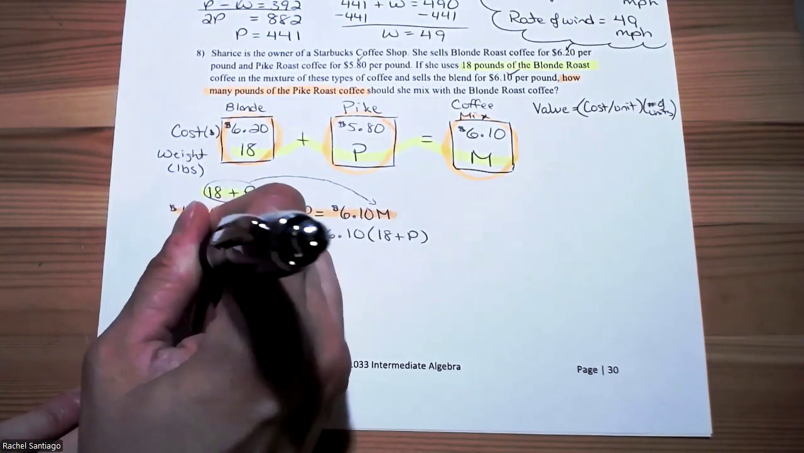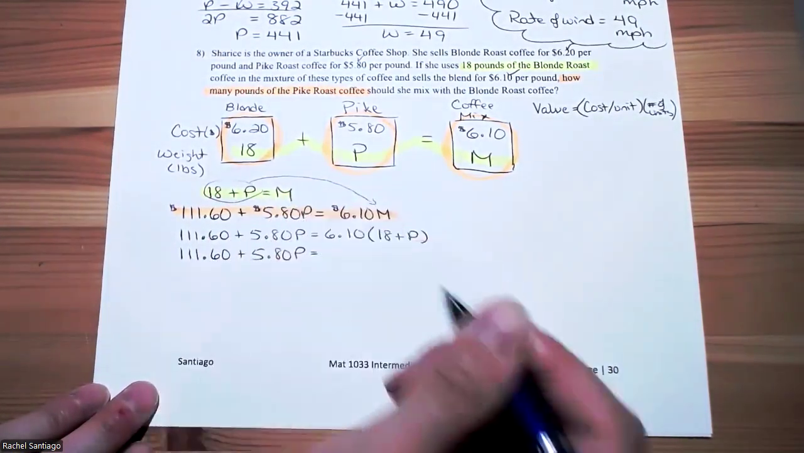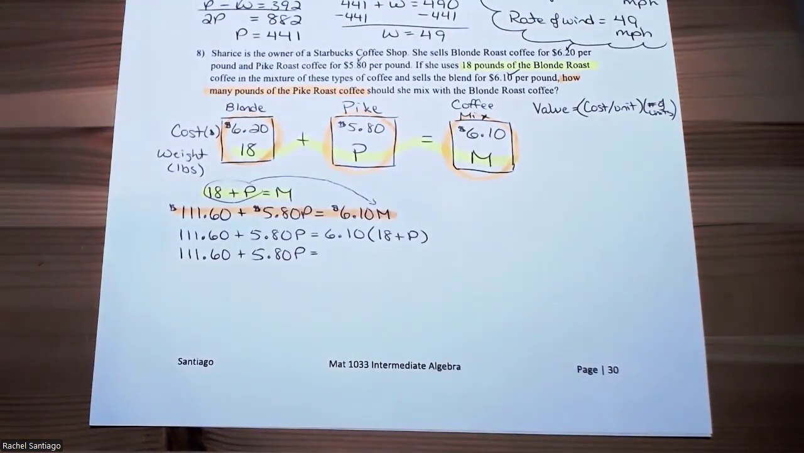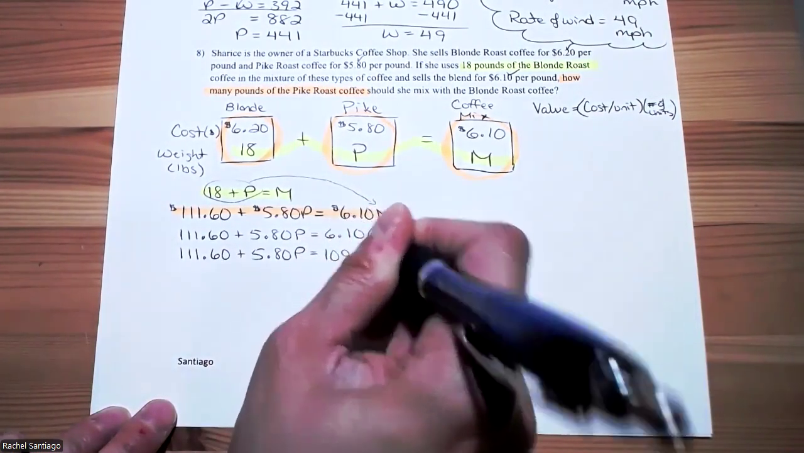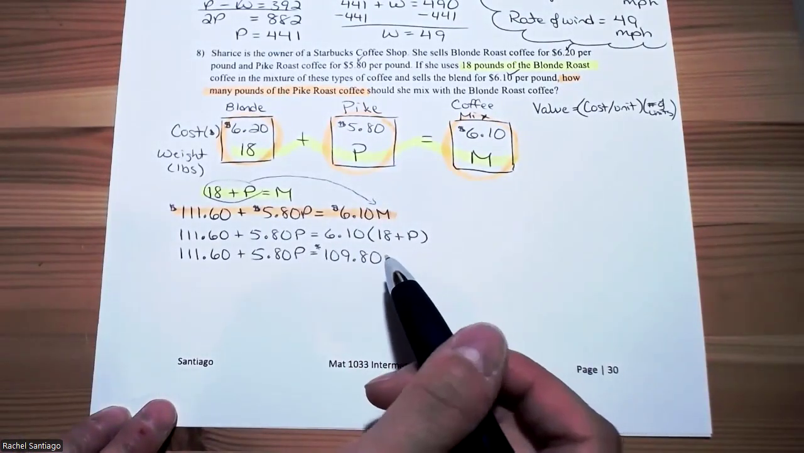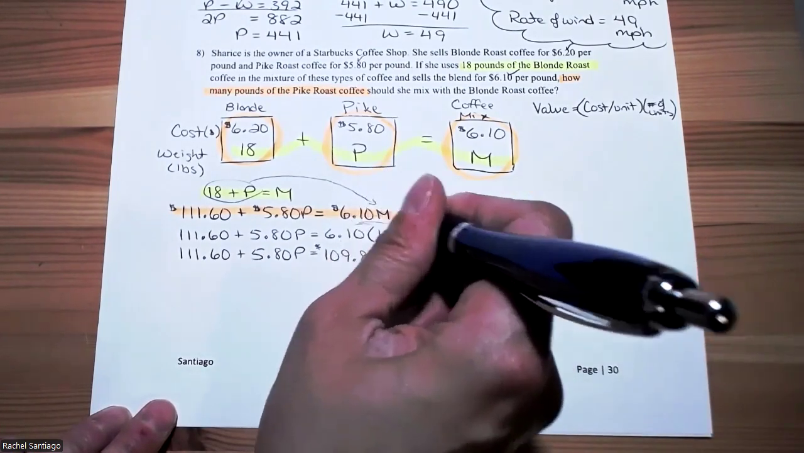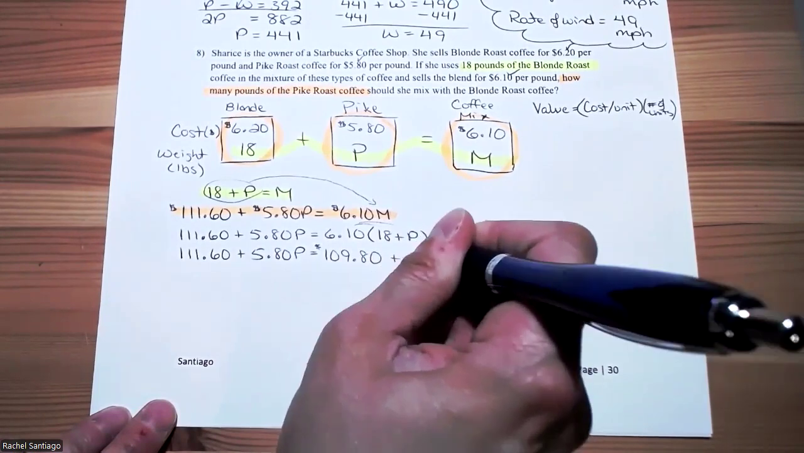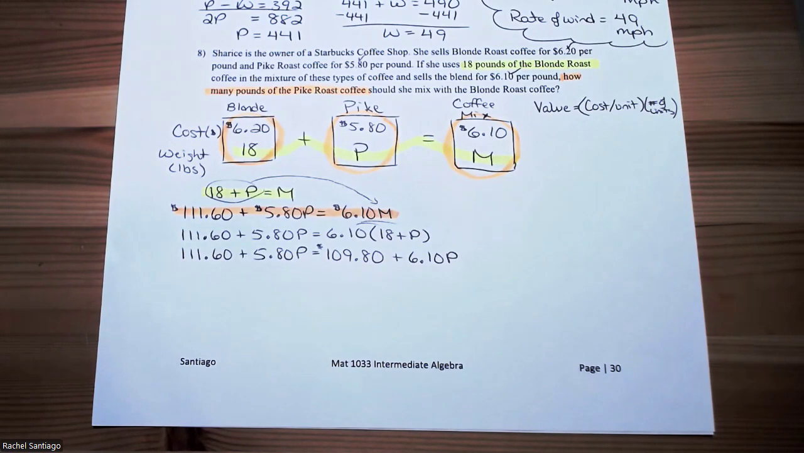So we have 111.60 plus 5.80p. We're going to go ahead and distribute this 6.10. So we have 6.10 times 18. That's going to give me $109.80, because remember, I'm talking about money still. So I like to look at things in terms of pennies, right? $109.80. And then, of course, don't forget to distribute the 6.10 to the P. Beautiful. I'm going to go through this process and solve, and then I'll reveal the video in just one second.